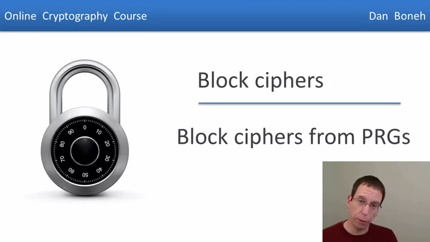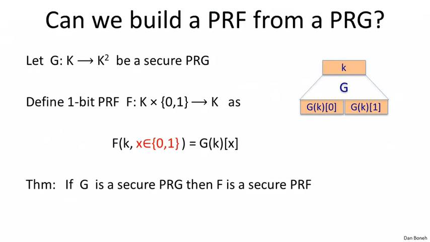In this segment, we ask whether we can build block ciphers from simpler primitives like pseudorandom generators. And we're going to show that the answer is yes. So to begin with, let's ask whether we can build pseudorandom functions, as opposed to pseudorandom permutations, from a pseudorandom generator. Can we build a PRF from a PRG?